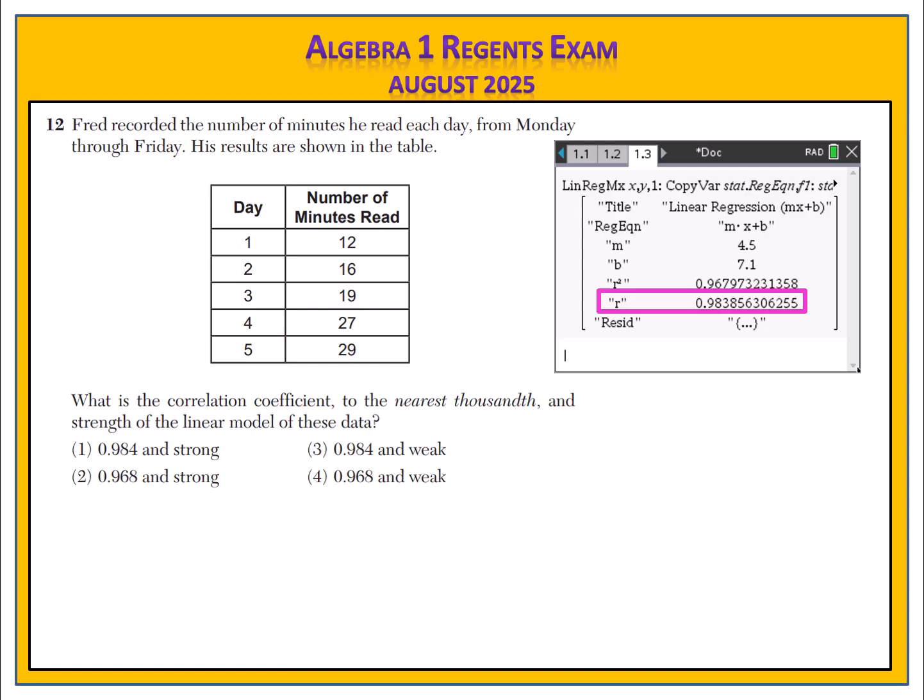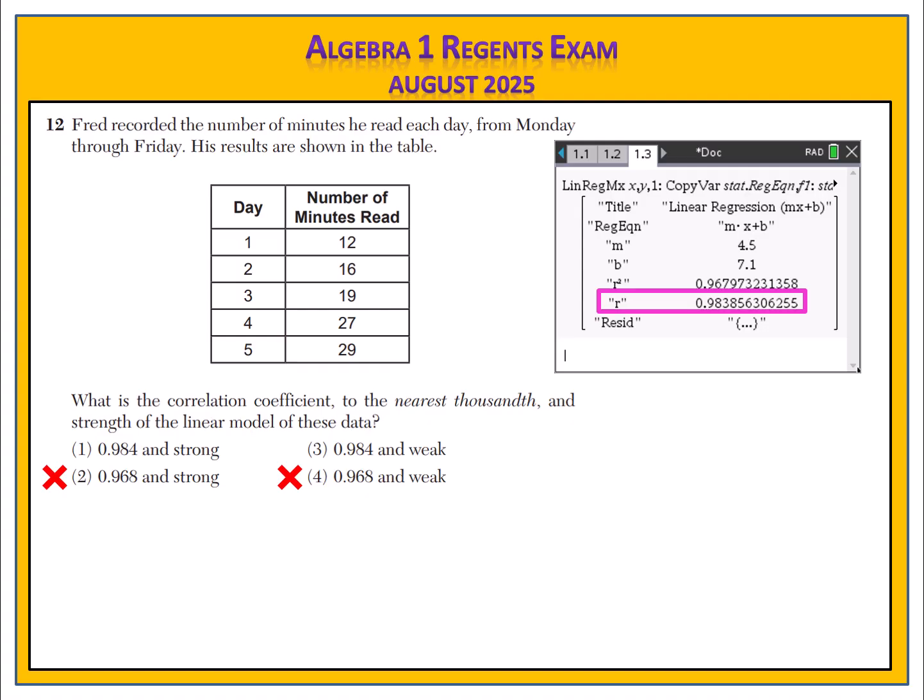The R value is the correlation coefficient. Be careful, R squared is also there, and that is not the correlation coefficient. But do be careful because you'll notice that two of those choices have the incorrect value listed. We're now looking at choice 1 and choice 3.